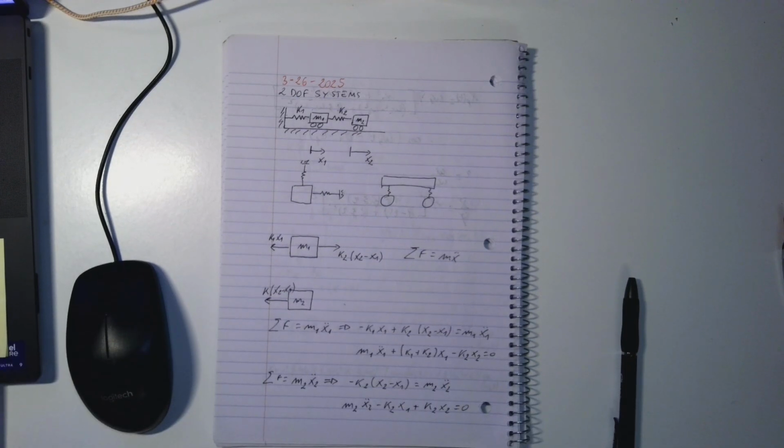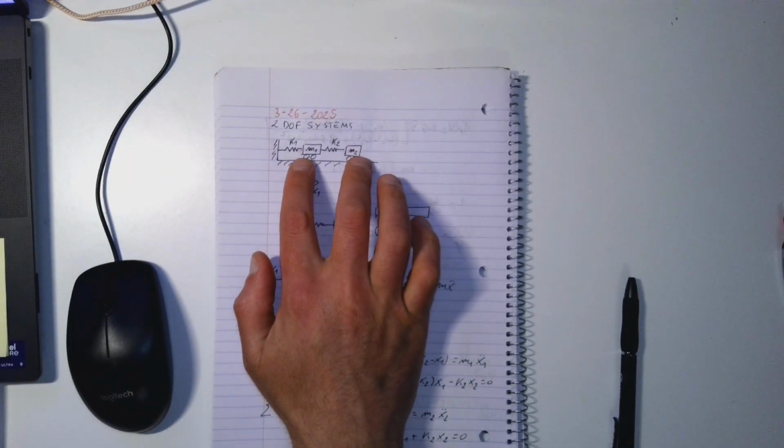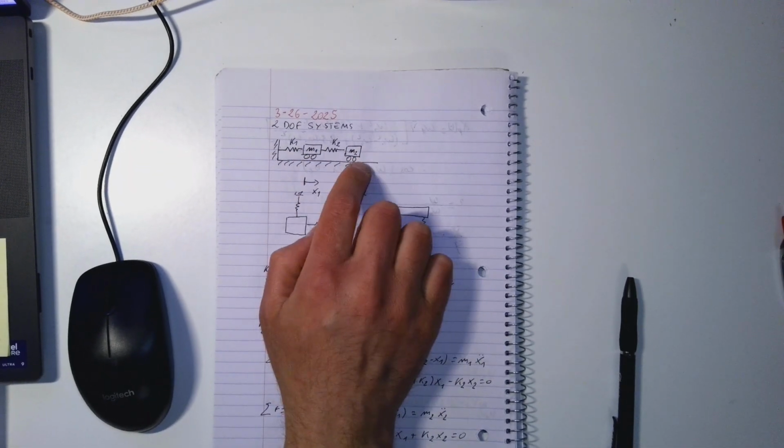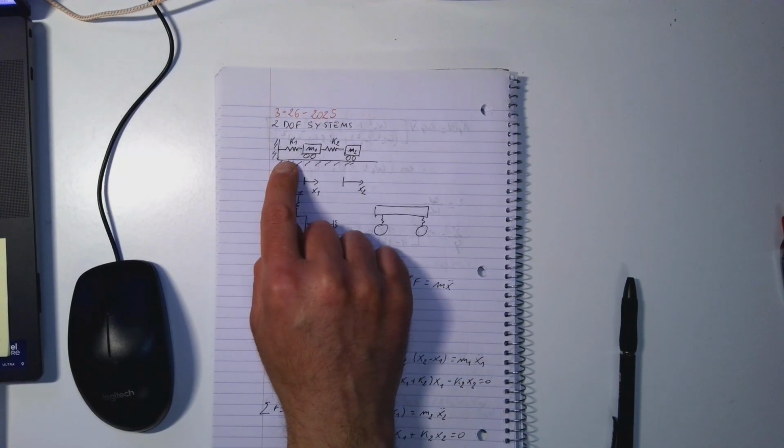So we started from the most simple case that we can analyze, which means we have two masses that are connected to each other through a spring K2, and then the first mass is connected to the wall through spring K1.